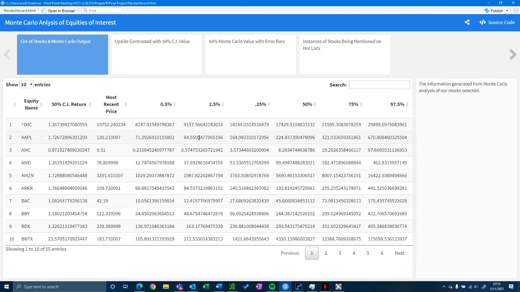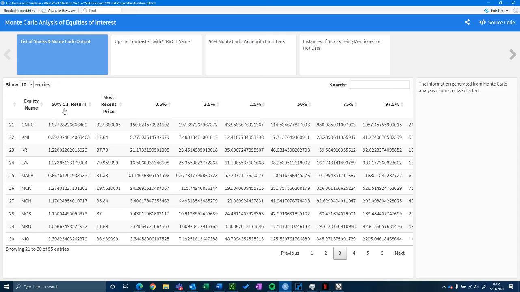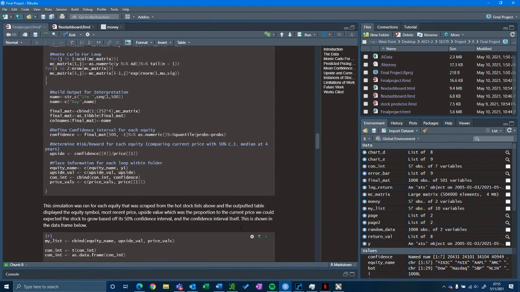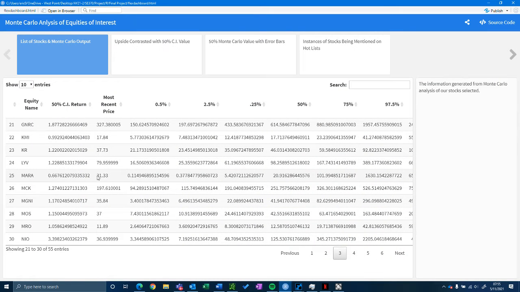So I'll go into my Flex dashboard and pull this information up. Again, here's that table I just referenced. With each equity, we see all 55 equities that we were able to pull information for. This 50% confidence interval return is the confidence interval of our 50%. That's like our mean value that we can expect, and it's divided by the most recent price, which shows the upside. So for, let's say, KR, current price of 37.73 based on historical trends. If we look at our 50%, we can expect it to get up to $46, or essentially 1.22 times its current price, 22% upside.